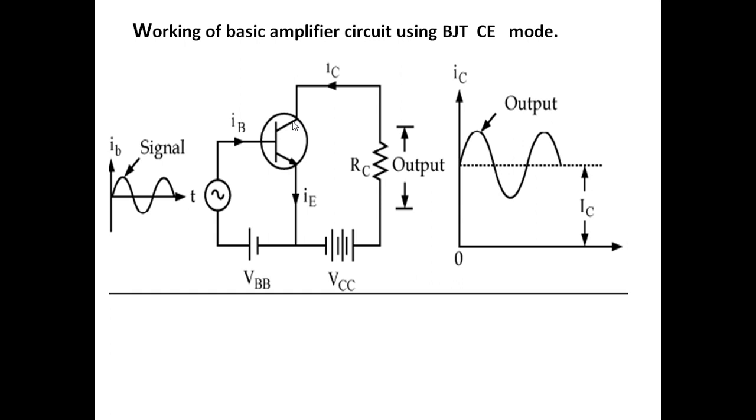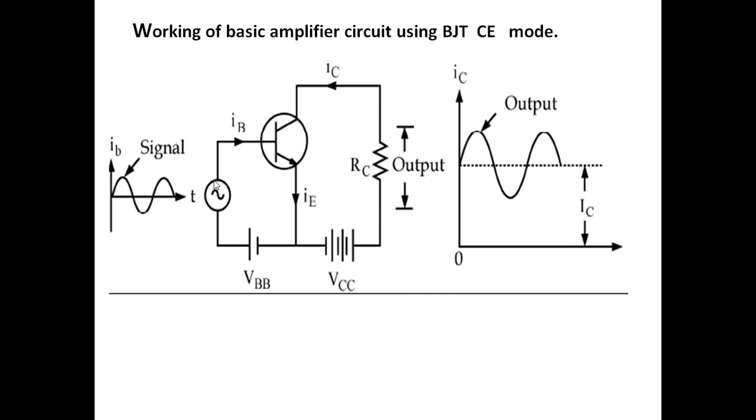The output is measured at the collector terminal across the load resistor or collector resistor RC. We are measuring the output across collector and ground. Since the output is taken at the collector and the emitter is connected to the ground, it is called the common emitter configuration.